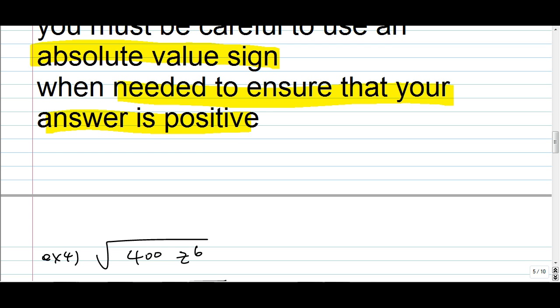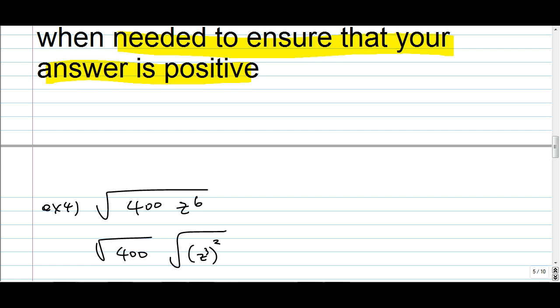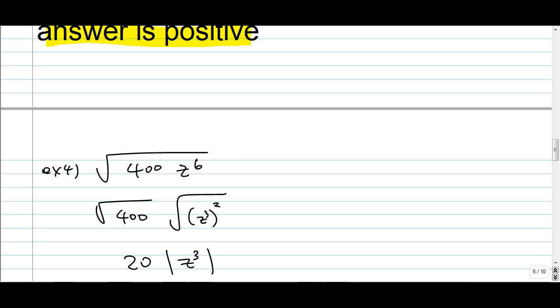Square root of 400 z to the 6th power. Danielle, what do you think the answer is? 20 times the absolute value of z to the third. That's correct. Because you get square root of 400 times, watch this. Did you guys put this step in? z to the 6th is really something squared. What is it the square of? z to the third. Remember, when it's a power to a power, you multiply. So it's something squared. We have to make sure that when it comes out, z to the third keeps being positive, so you need to put the absolute value. So that's the answer.